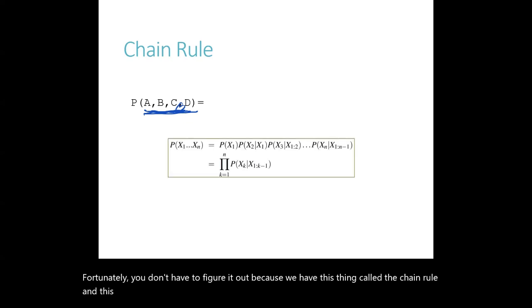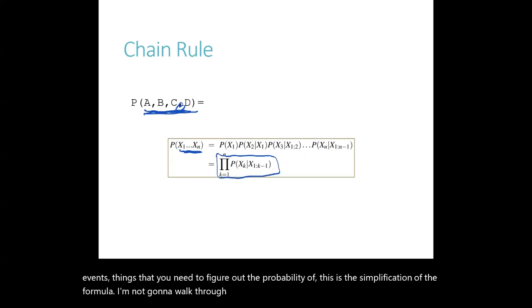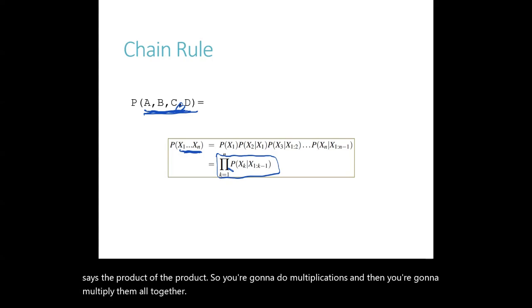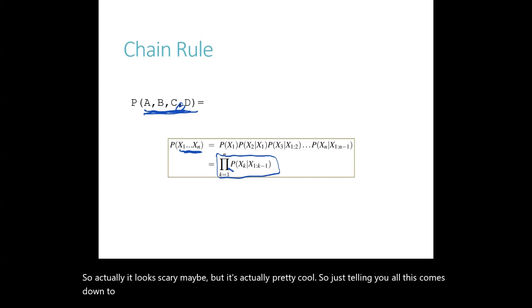And this is the formula for the chain rule. So what this is saying is if you have a bunch of joint events, things that you need to figure out the probability of, this is the simplification of the formula. I'm not going to walk through it. Just if you're not familiar, this big Greek pi says the product. So you're going to do multiplications, and then you're going to multiply them all together, basically. So it looks scary maybe, but all this comes down to is a bunch of simple multiplication stuff you learned in grade school. So it's really not that hard. You just have to follow the formula.